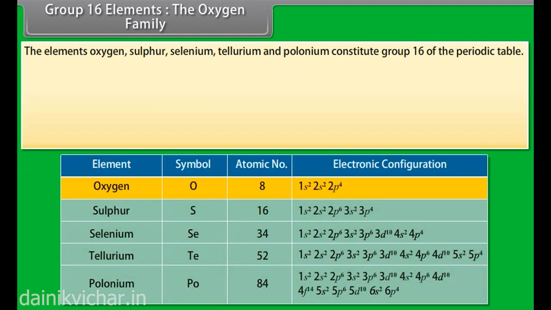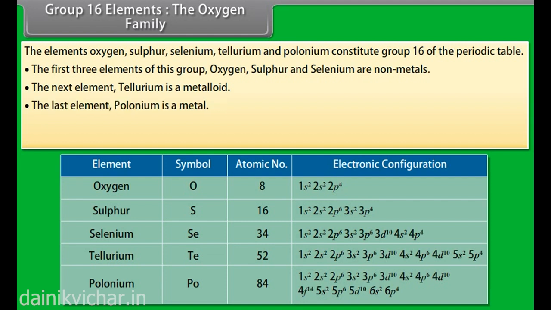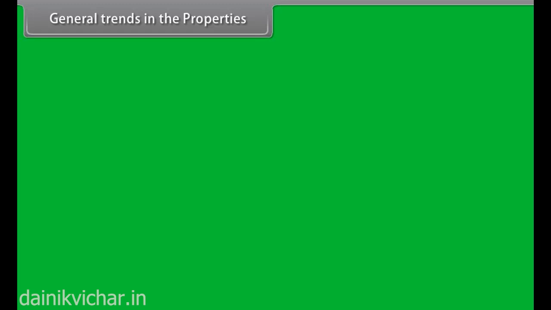Group 16 elements, the oxygen family. The elements oxygen, sulfur, selenium, tellurium and polonium constitute group 16 of the periodic table. The first three elements of this group, oxygen, sulfur and selenium, are non-metals. The next element, tellurium, is a metalloid. The last element, polonium, is a metal. The general outer electronic configuration of these elements is ns2np4. They have 6 electrons in their valence shell.